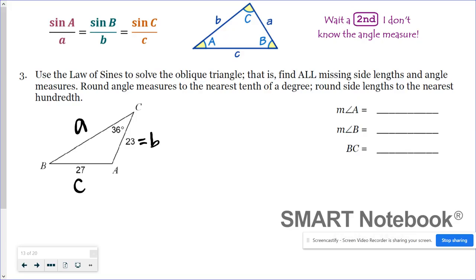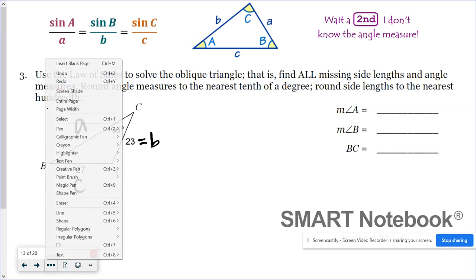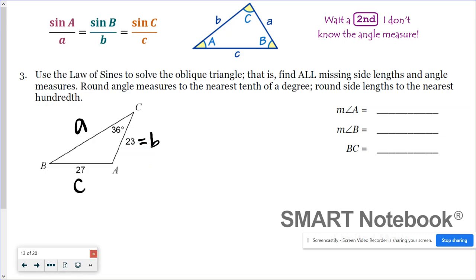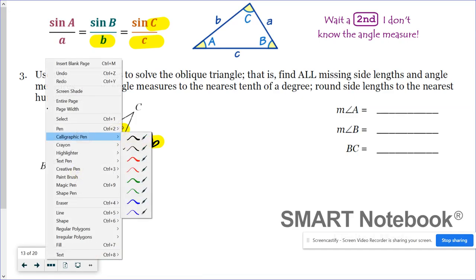So where do we even begin? Well, what do we know? Because that will tell us where we can begin. We know that side B is 23 units, we know that side C is 27, and we know that angle C is 36 degrees. So basically, we see that this is where we can start.